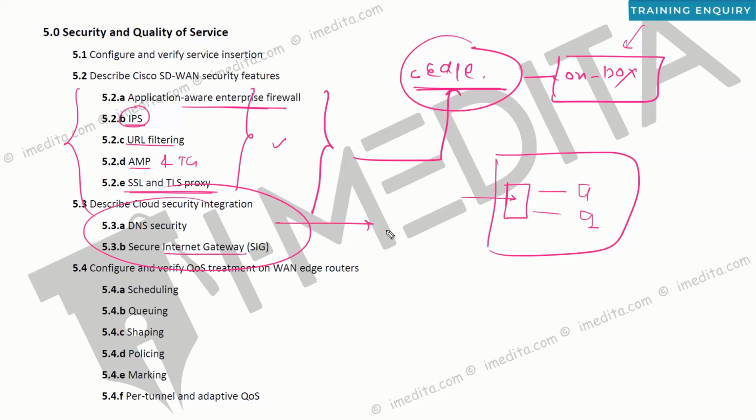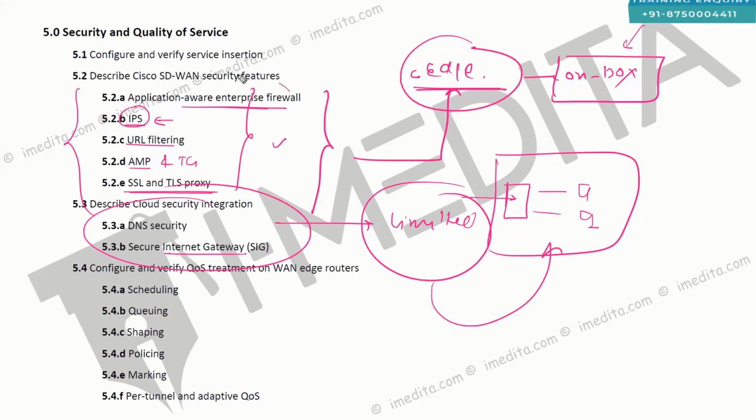Remember that these functions are going to be very limited. It's not like you will be able to do everything that you can do on a typical IPS or, for example, a firewall. The functions are very limited, but from a small branch point of view, they are going to be sufficient. You will not need to deploy a dedicated device for the same.